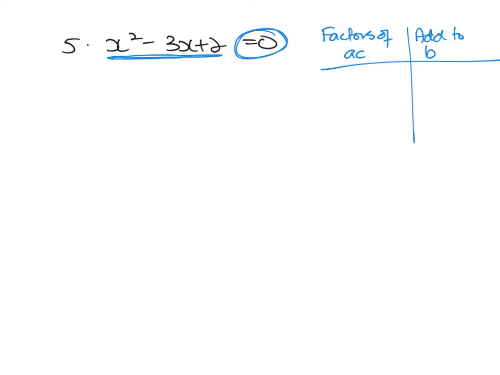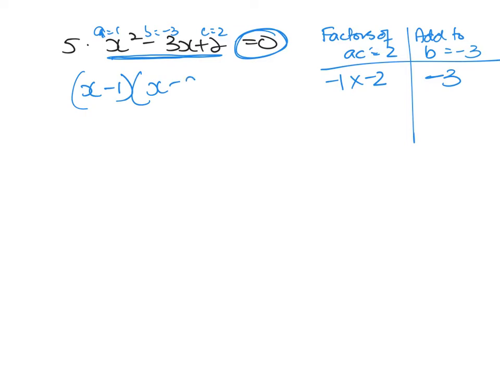And AC in this case is, A is 1, B is minus 3, and C is 2. So AC is 2 and B is minus 3. So we could take minus 1 multiplied by minus 2, and when we add that, we'll get minus 3. Since A is 1, we can go straight into x minus 1, x minus 2. Because A is 1, we can just take these factors and put them straight into the bracket. So x minus 1, x minus 2, and that is equal to 0 because it is a quadratic equation.